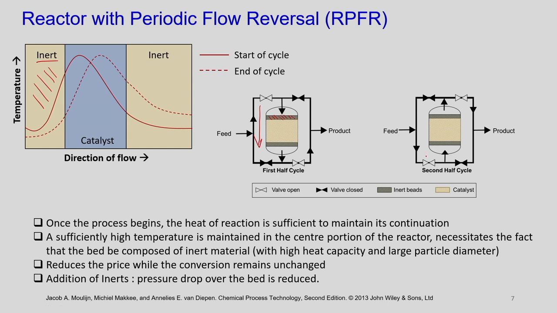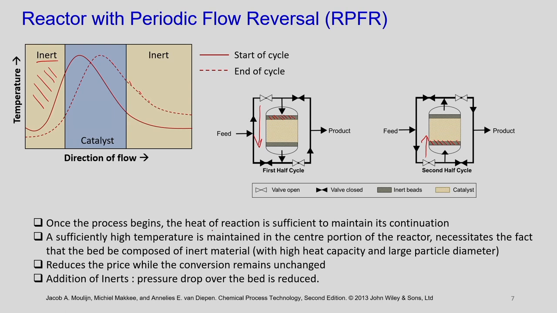So if the direction of flow in the second half cycle is like this, your temperature increases. It will increase at the starting, that is this part, then it will go to a maximum in the middle part where the catalyst bed lies. Again, because in the previous cycle heat has been taken up, the temperature will fall down. You see the dotted line, the temperature is falling down. So finally, the temperature is actually maintained by reversing the flow.